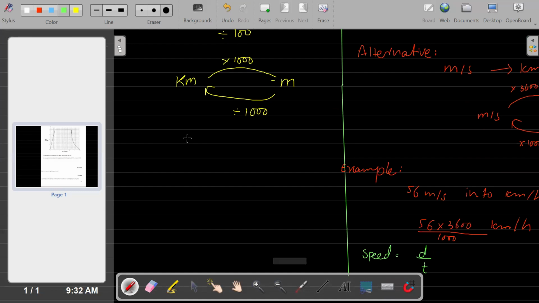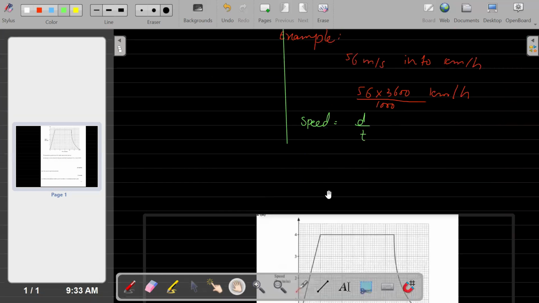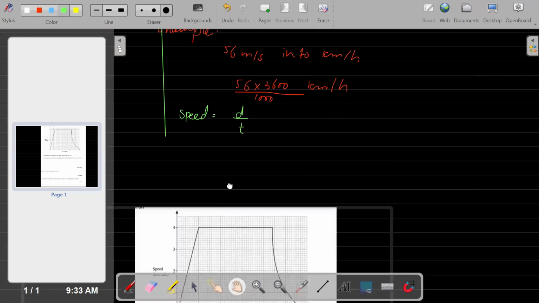For distance, you simply use the path covered by a body. You don't use any formula for that. So these are the basic formulae which you use: basically, the speed formula and the distance formula. You basically use these two formulae.